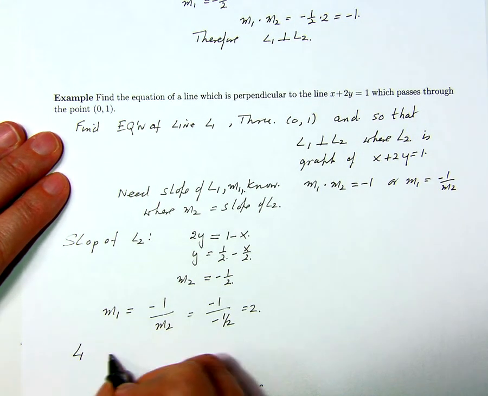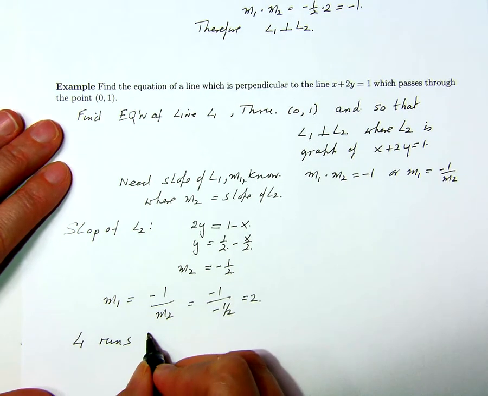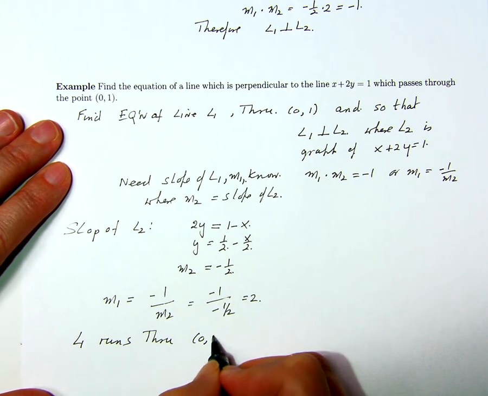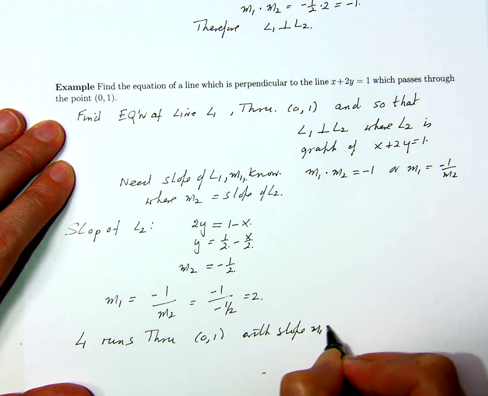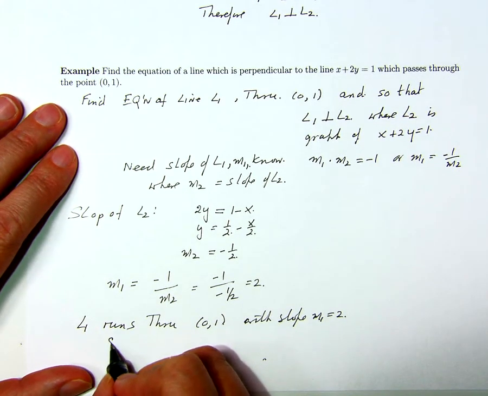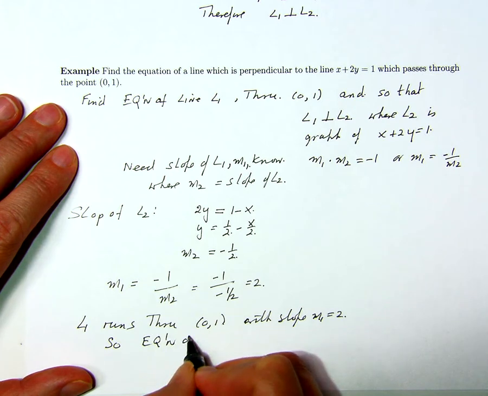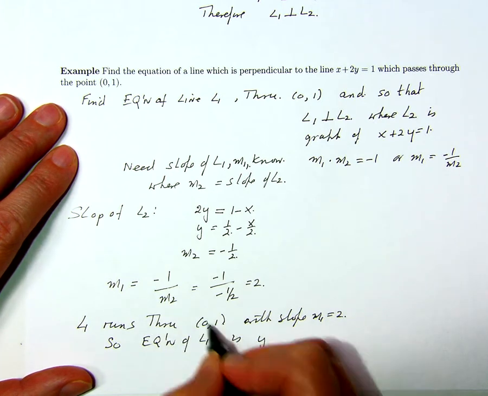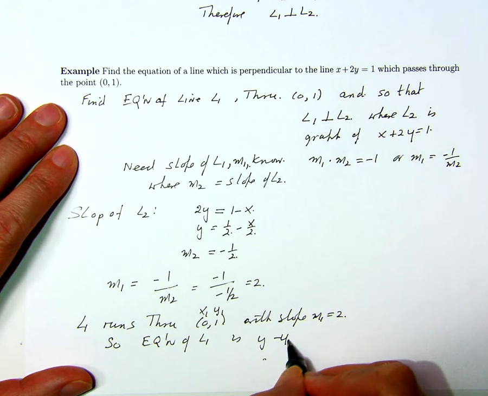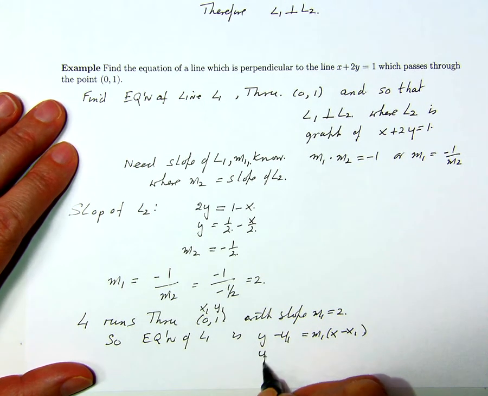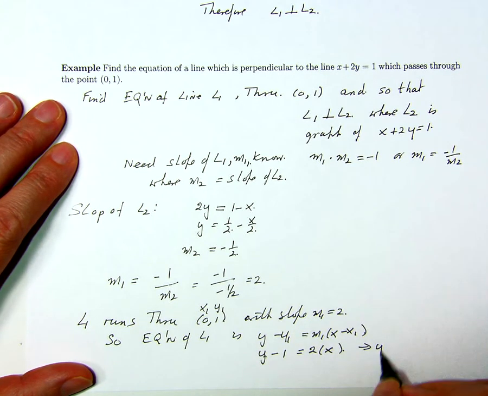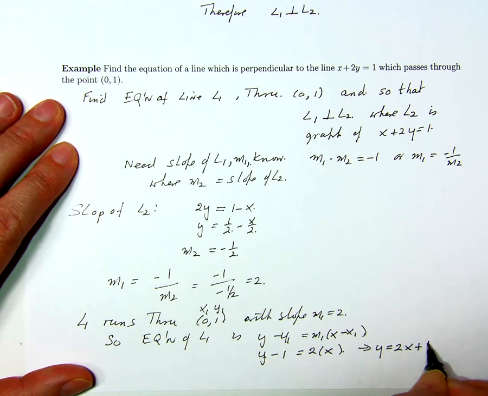And now L1 runs through (0, 1) with slope m1 equals 2. So the equation of L1 is, this is x1, y1, y minus y1 equals m1 times x minus x1. So I get y minus 1 equals 2 times x, or y equals 2x plus 1. And that's my answer.